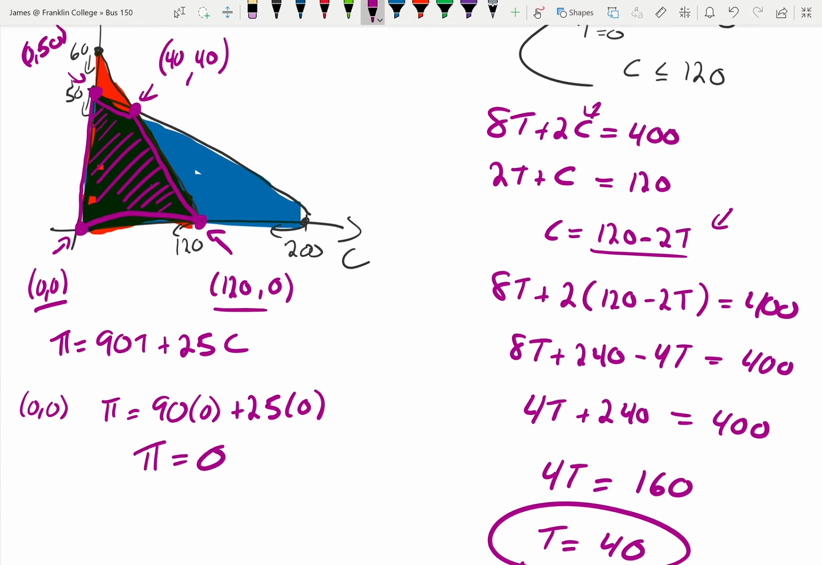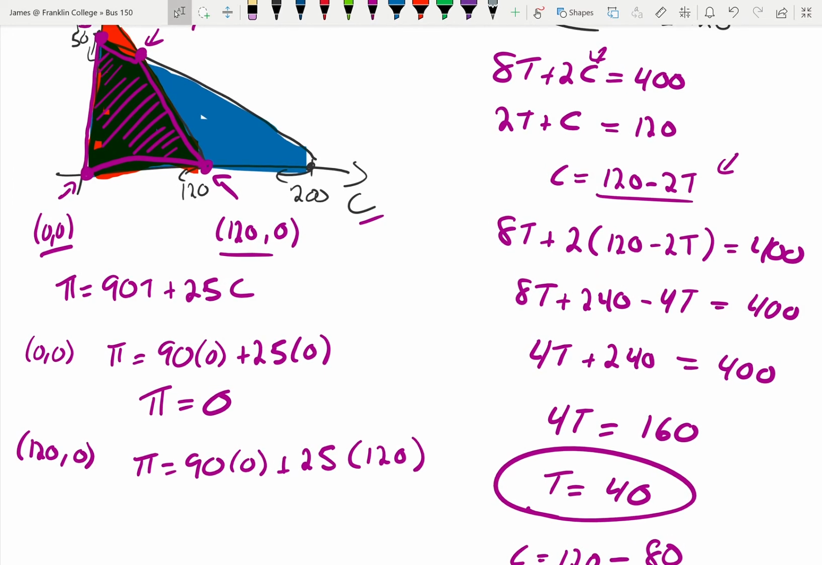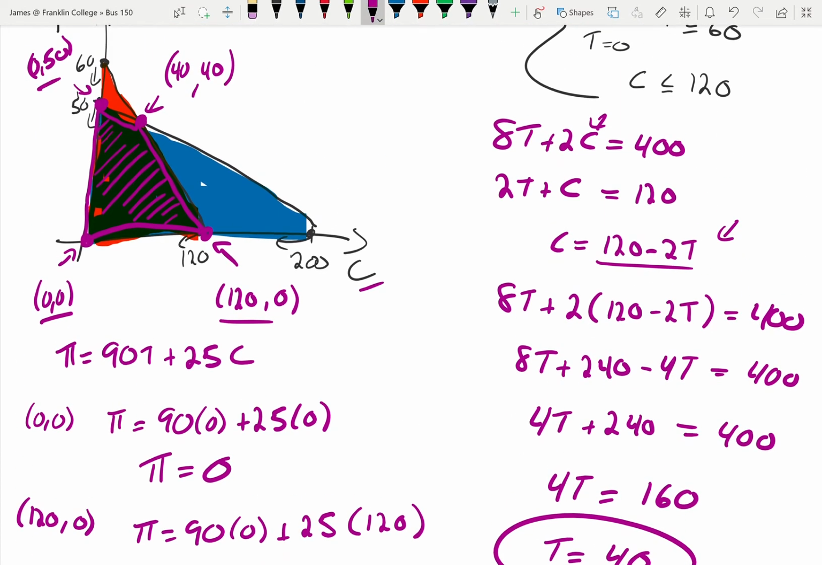Let's work with this point right here, the point 120, 0. Remember that 120 is representing the c-axis. So profit will equal 90 times 0 plus 25 times 120. And we'll get, what's 25 times 120? Profit equals 3,000.